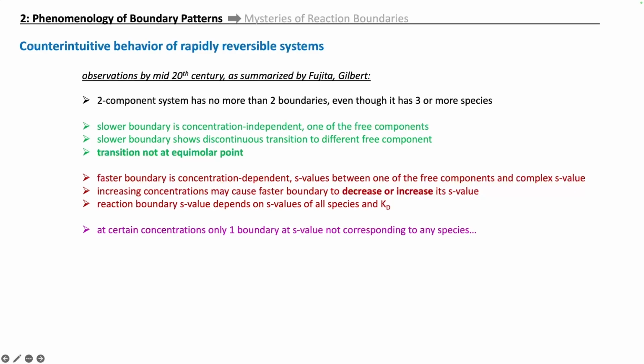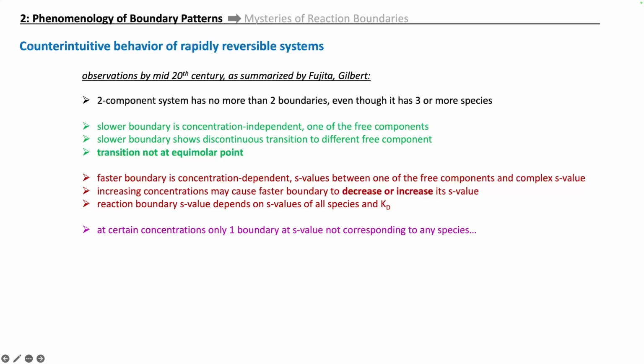They are described in Fujita's monographs and Gilbert's seminal papers from the 1950s. They recognize that two-component systems have no more than two boundaries, even though there are three or more species. The slower boundary is concentration independent at the same S value as one of the free components, and on the other hand it shows a discontinuous transition to a different free component with a transition point that is not at the equimolar point. As far as the fast boundary is concerned, the S value was recognized to be concentration dependent, and that increasing concentrations may decrease its velocity.